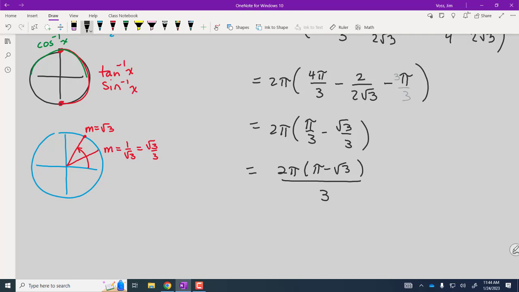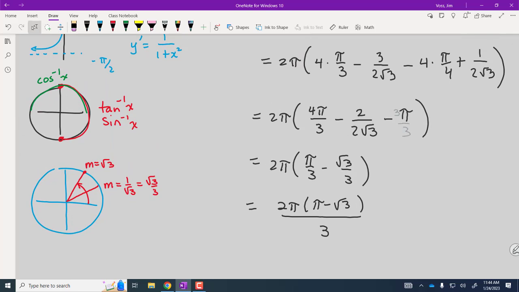Algebra. Or arithmetic, really. Hard part.